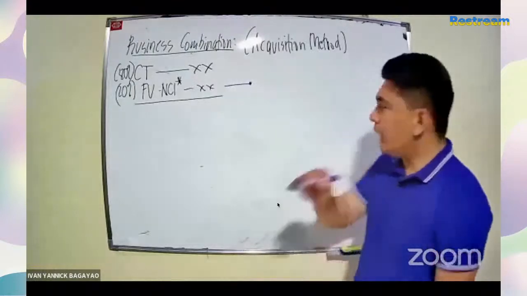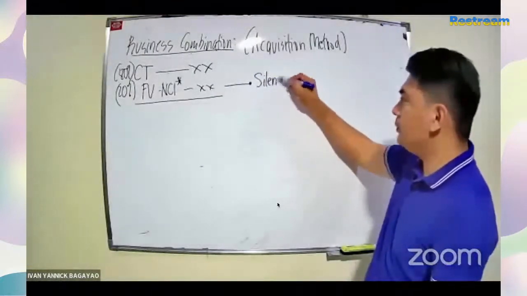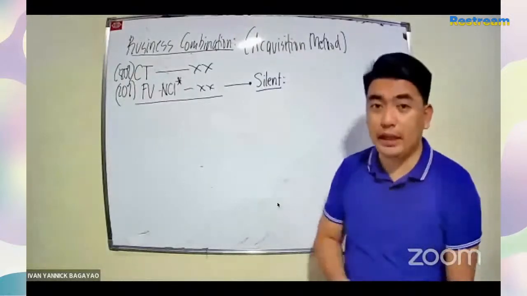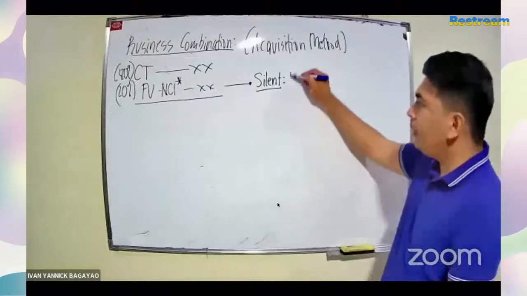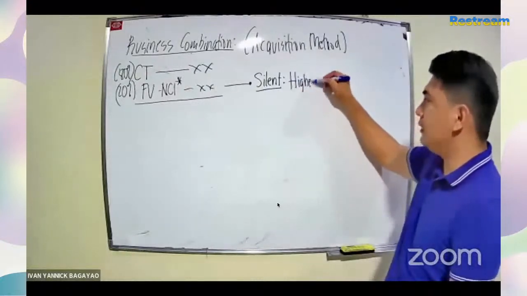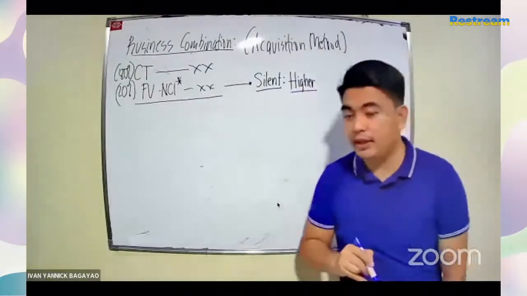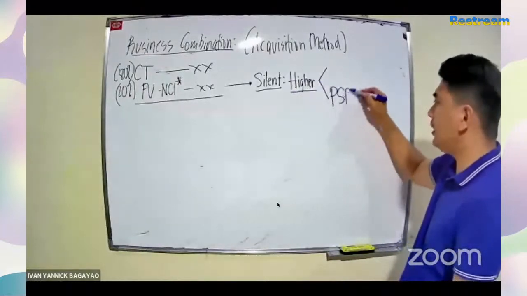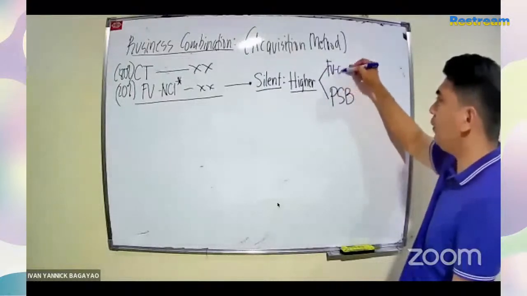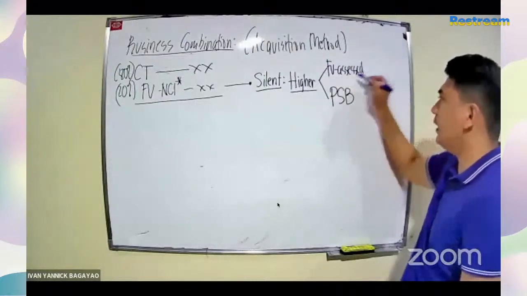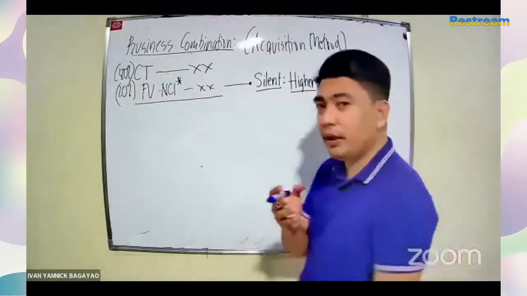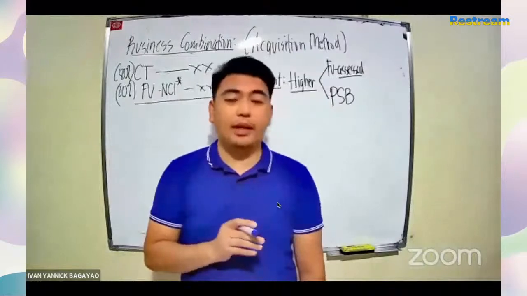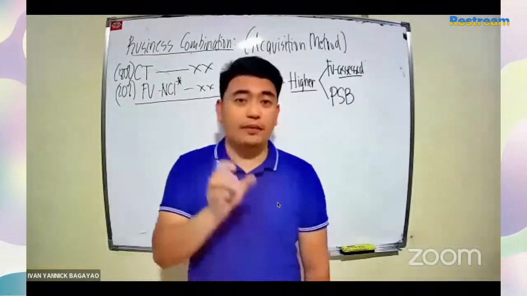Una, silent ba yung problem as to evaluation of the NCI at the beginning? Kung silent po, kailangan mong i-compute ang tinatawag nating PSP. It is higher between the proportionate share basis and the fair value assessed. So pag sinabing assessed fair value, yan yung kumbaga assessment ng combining entities o yung mga hindi sa akin, sabi ni parent, mga non-controlling. Ito yung valuation niya. So that's fair value assessed.